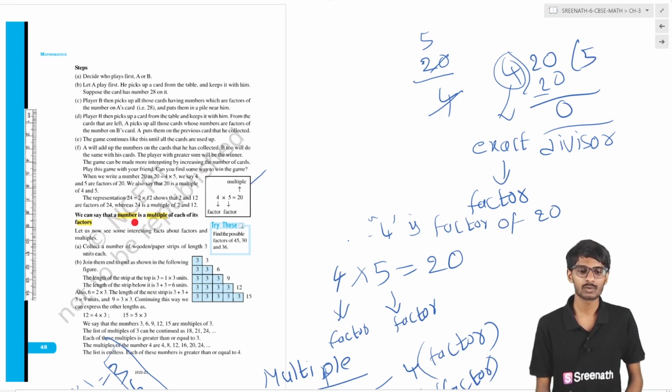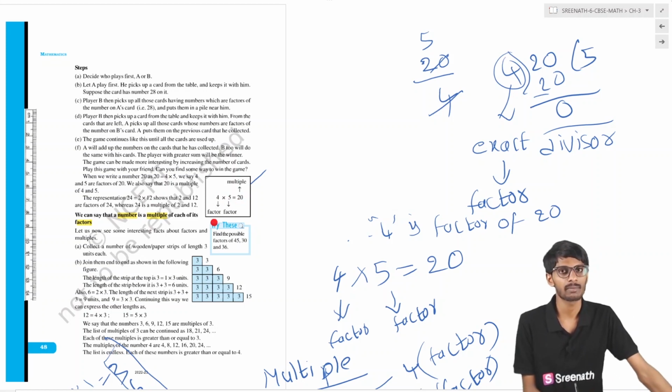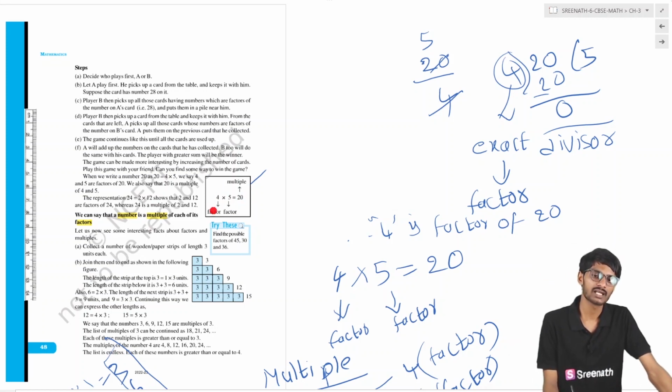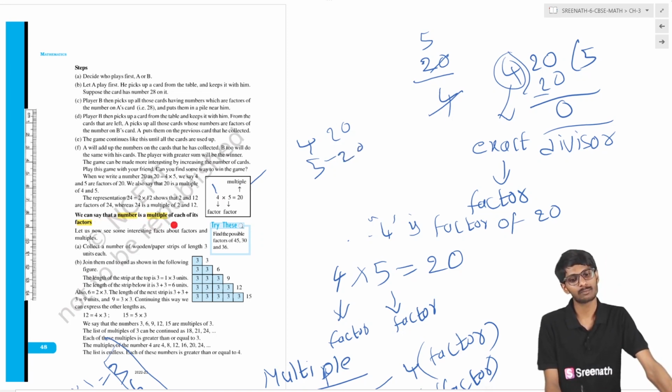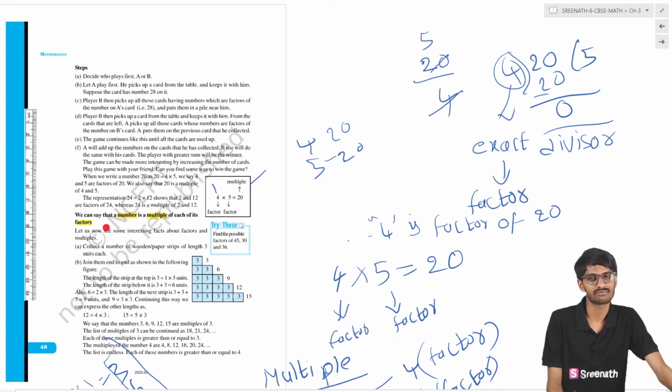And what is a multiple? If you take 4 into 5 is equal to 20, 4 and 5 are the factors of this number, and 20 is the multiple. So we can say that a number is a multiple of each of its factors. Basically, 20 is a multiple of 4 and a multiple of 5. So 20 is a multiple of its factors. What is the multiple of 4? That is 20. Multiple of 5, that is 20.